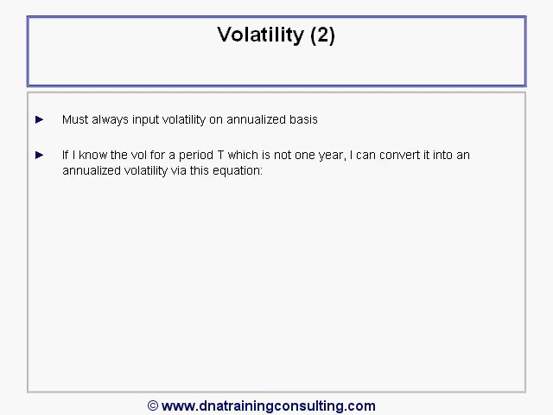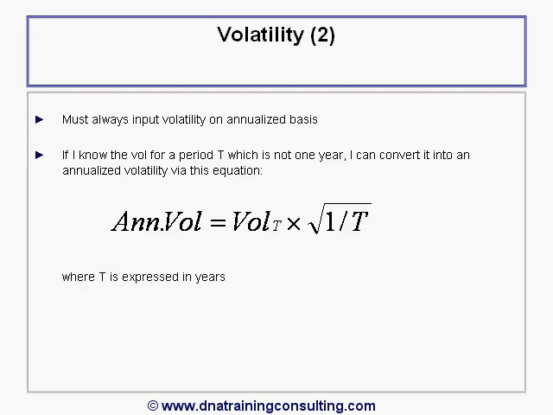If you are given the volatility for a period T, which is not exactly 1 year, whether longer or shorter, you can convert that into an annualized volatility through the following simple formula. Annualized volatility equals volatility measured for period T multiplied by the square root of 1 over T, where T is expressed in units of years.